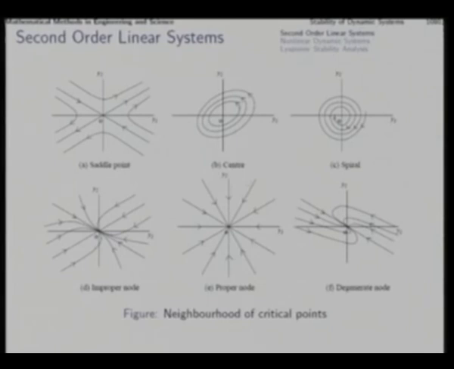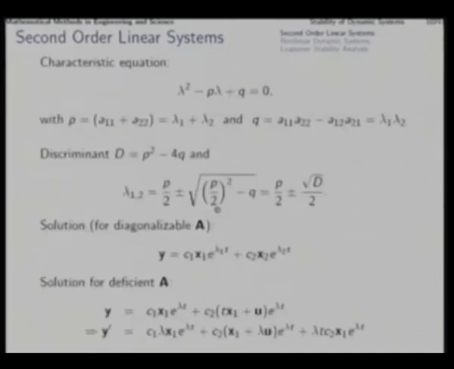So along that, with positive lambda it will straight go out, if with negative lambda it will straight go in. So this is called a proper node. The last case where you have got p square equal to 4q, that means d equal to 0, that means both lambdas are the same, repeated eigenvalue, and the matrix is not diagonalizable.